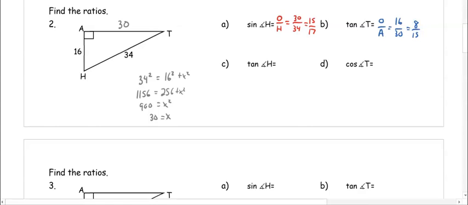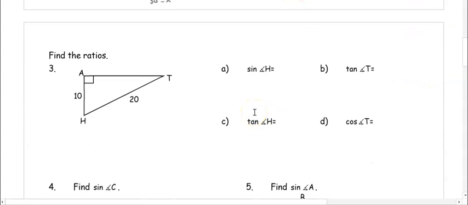The tangent of h, the opposite and the adjacent sides switch here. So now the opposite is 30 and the adjacent side is 16, which reduces to 15 over 8. And then the cotangent of t is the adjacent over the hypotenuse. So the adjacent side to t is 30. The hypotenuse is 34, which reduces to 15 over 17.